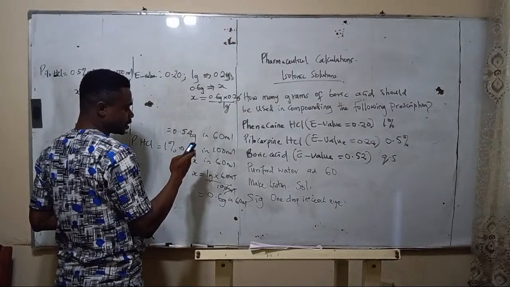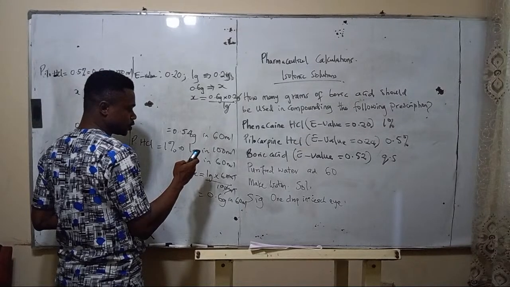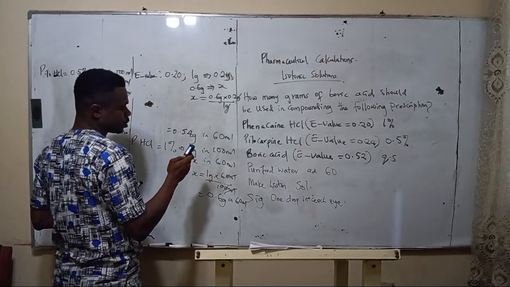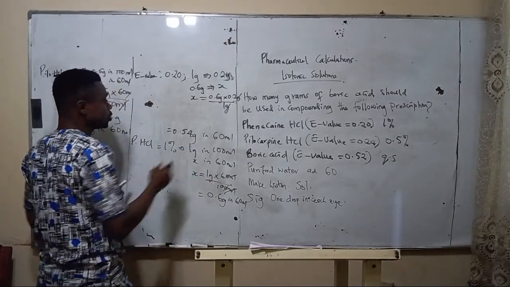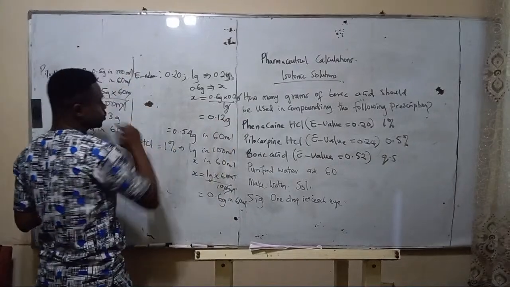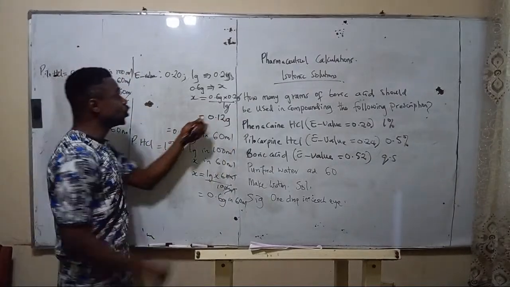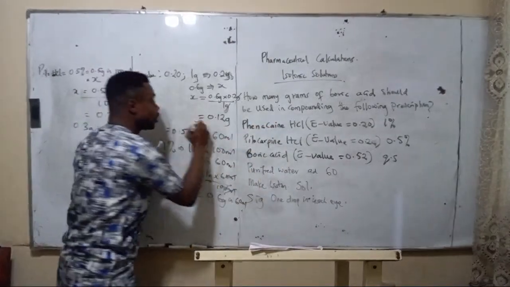We have 0.6 times 0.2. Sorry, it is 0.12, not 0.012. So it's 0.12 gram. So the amount of sodium chloride represented by phenacaine in this solution is 0.12 gram.